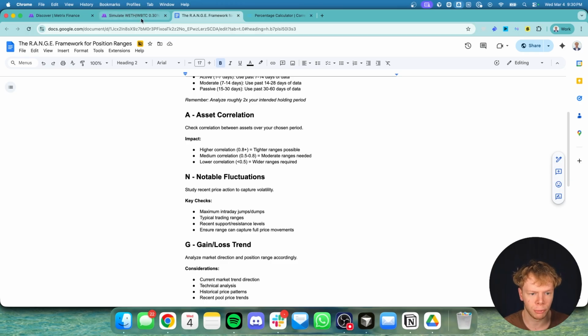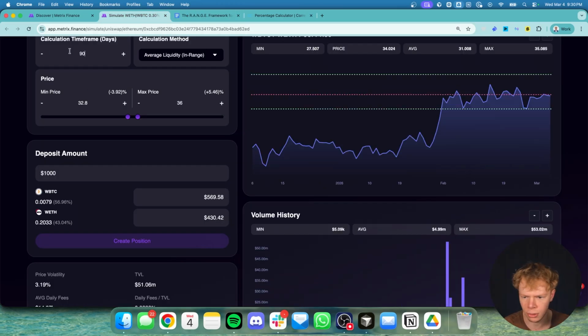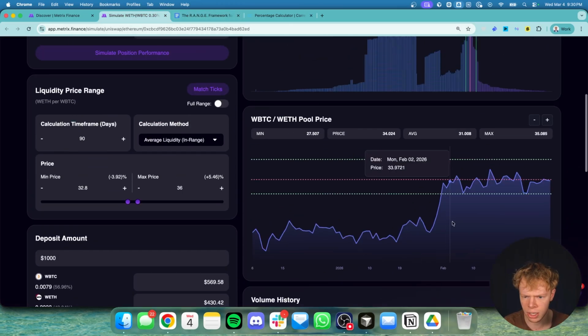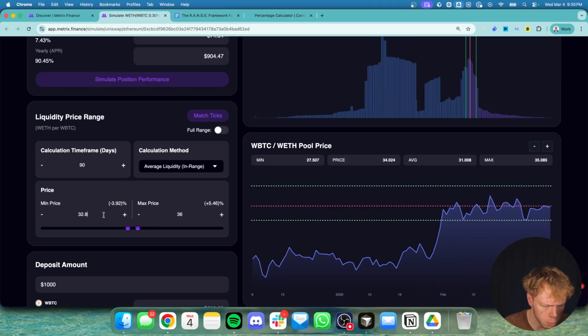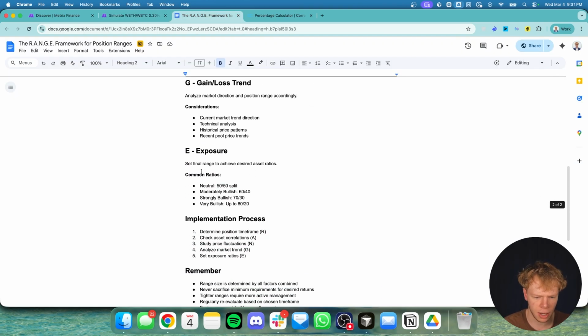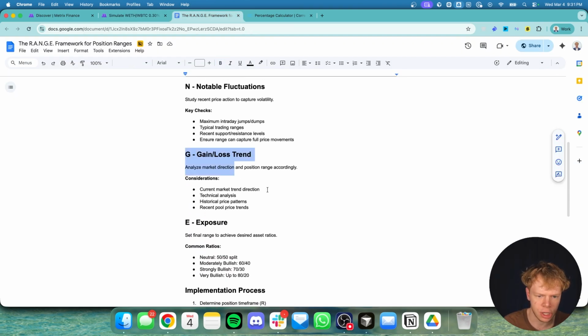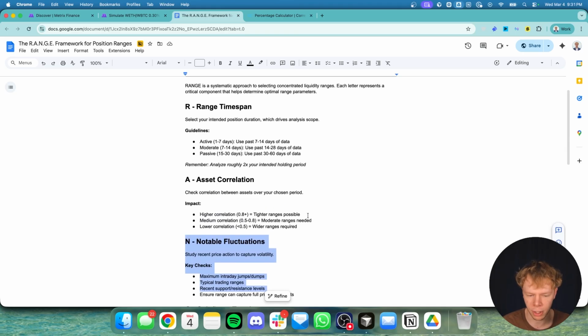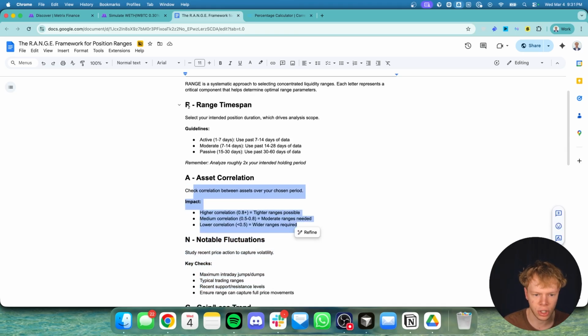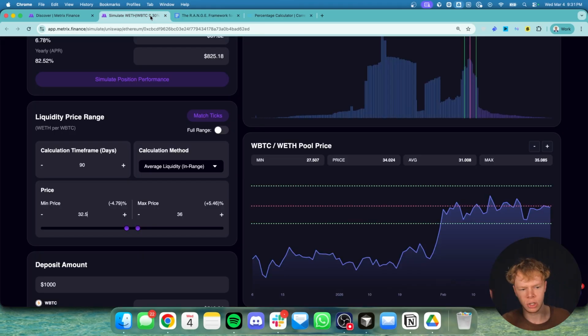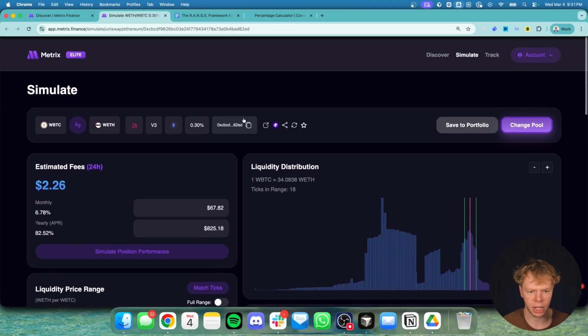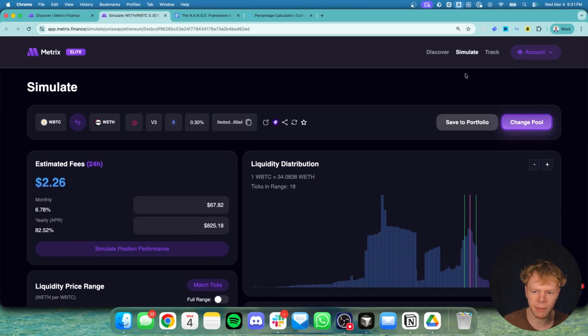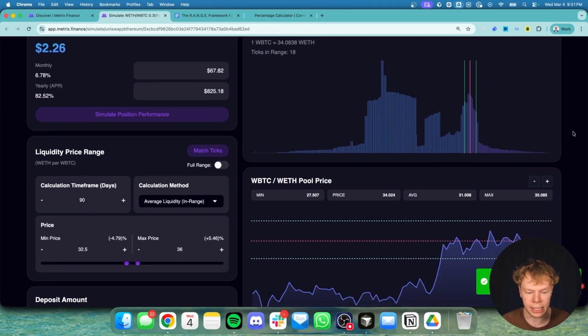Now we're looking at the notable fluctuations. So once again, zoom out, look at 90 days, look at the gain loss trend, capturing that. There was this area where we almost went out of range, so maybe we need to do like 32.5 to add a little bit of buffer room, and then yeah, comfortable with exposure, capture the gain loss trend, capture the notable fluctuations. We analyzed correlation, we looked at the time span. So boom, checkbox for the range right over here. And again, we still have to validate and everything like that, but you could save it to your portfolio for now. So that right there is exactly how we select ranges for concentrated liquidity pools.